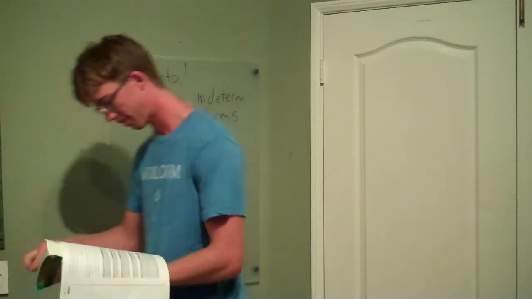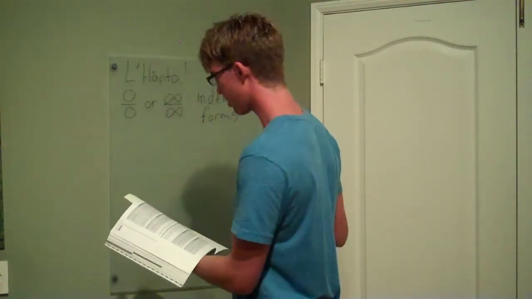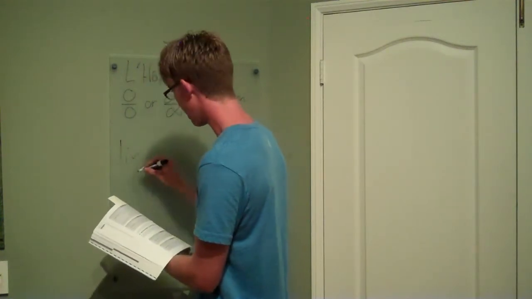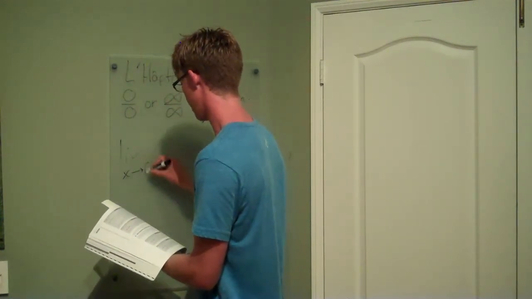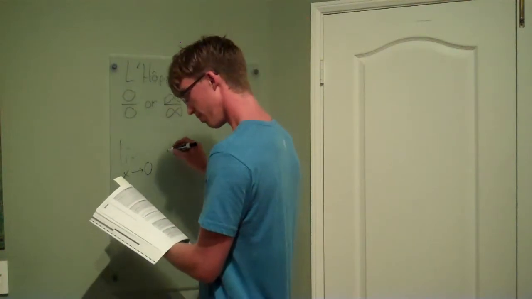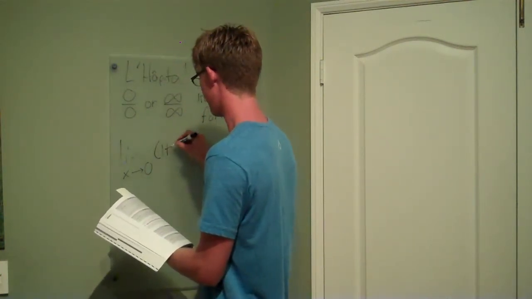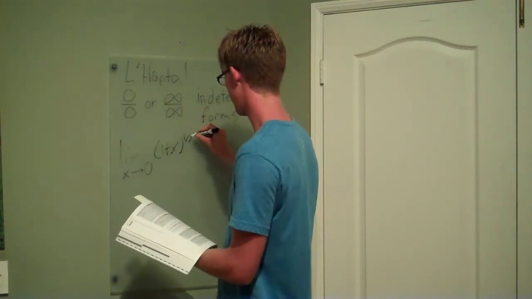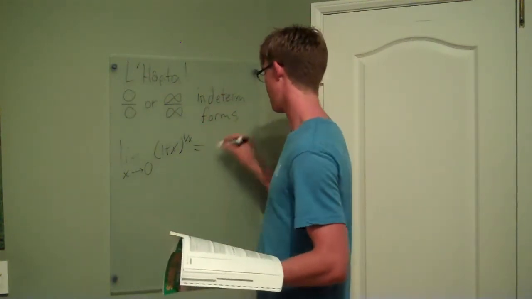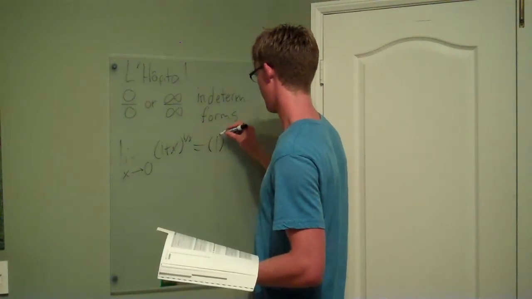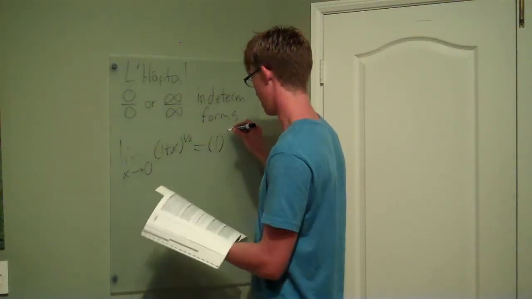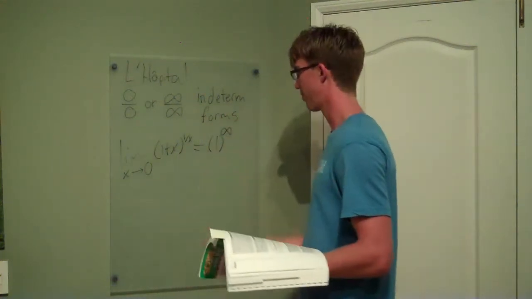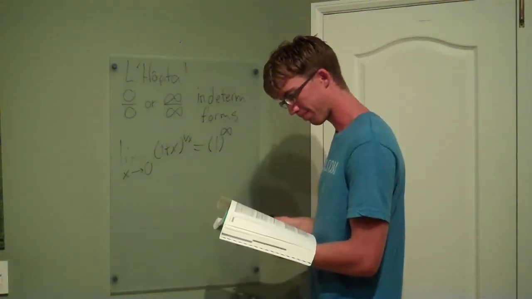Now for this next trick, let's consider the limit as x goes to 0 of (1 plus x) to the 1 over x. Plugging in, we get 1 to the infinity. Not one of our indeterminates, but something can be done.